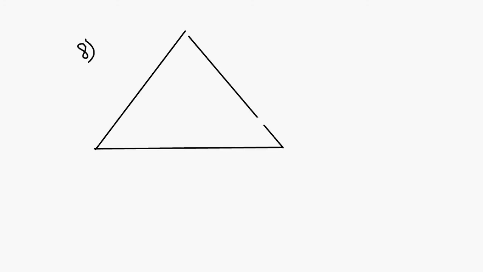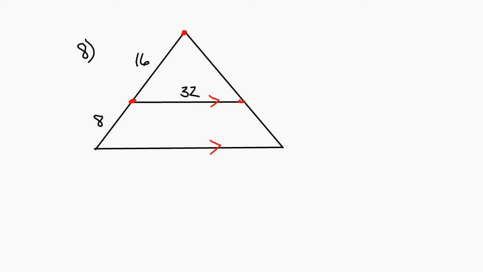Number 8. Here's the clue in this question. They tell you that this piece is parallel to this piece. Which theorem or postulate proves the two triangles are similar? Talking about this top triangle and the triangle around the outside.